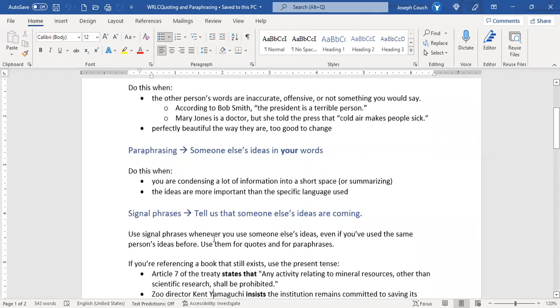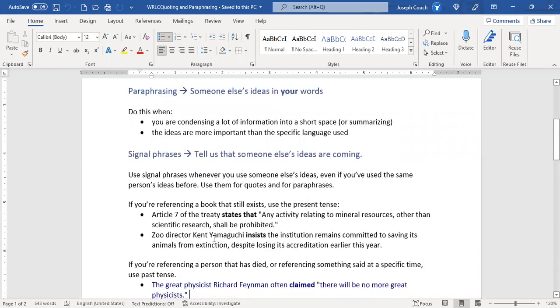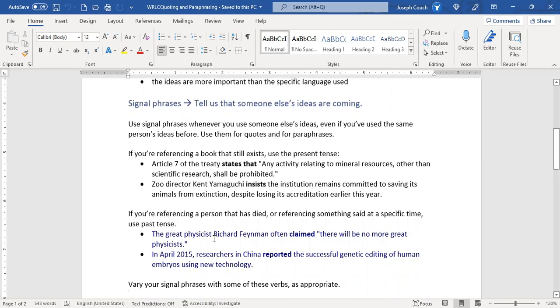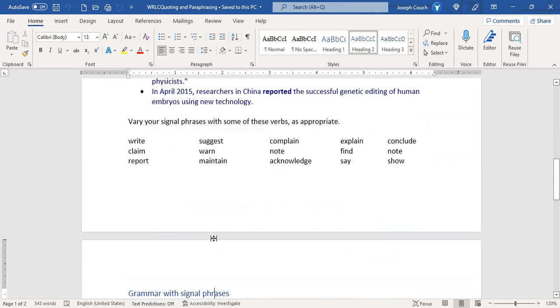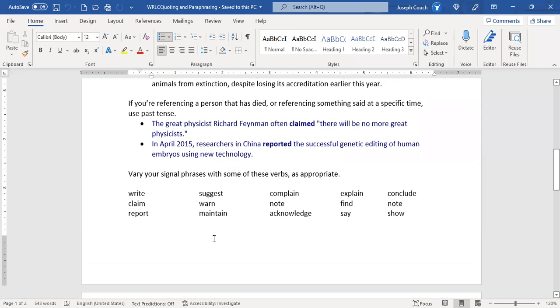We don't just want to drop them in. And really, this is a really tough skill. And I know tutors see this, having tutored many times in the center, see a lot of struggles with these skills. Okay, so that's a paraphrase. That's a quote. That's a summary. How do I get them in there? Aha. The handout gives you some nice examples of these.